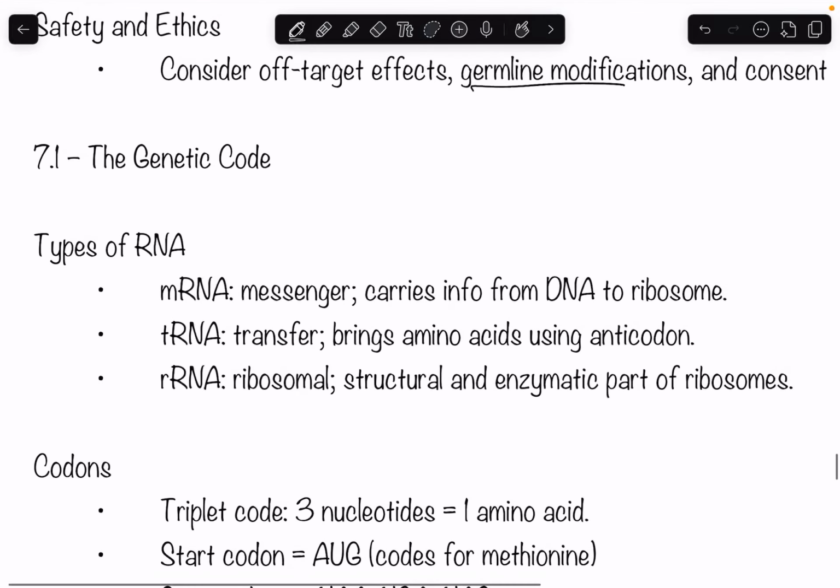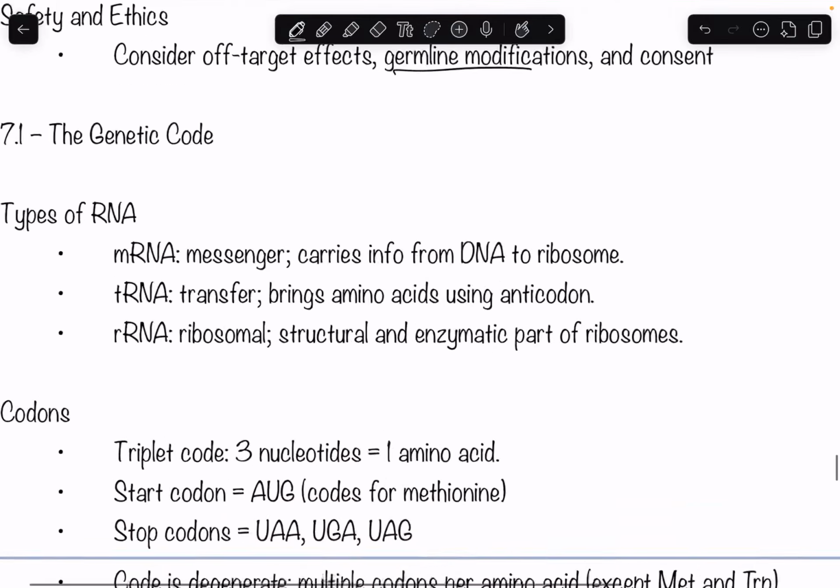Hey guys, so we're going to continue our conversation about biochemistry by now going over chapter 7.1, which is all about the genetic code.